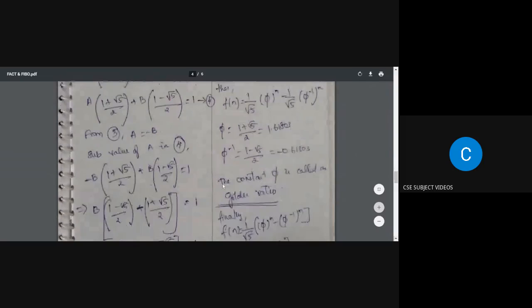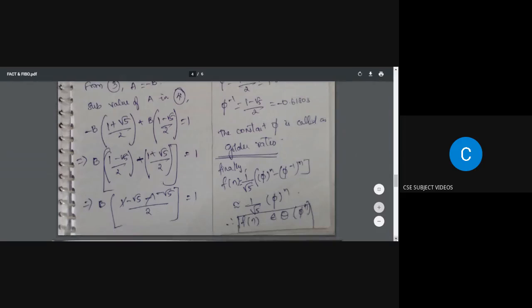So when you're substituting the value of a, it will be minus b into (1 plus root 5) divided by 2, plus b into (1 minus root 5) divided by 2, equal to 1. So now we have to go with more substitutions. When we take b outside, it will be (1 minus root 5) divided by 2 minus (1 plus root 5) divided by 2, equal to 1. Now we take the LCM, that is 2 in the denominator, common. So the numerator is 1 minus root 5 minus 1 minus root 5. Here you see plus 1 and minus 1, it will be 0.